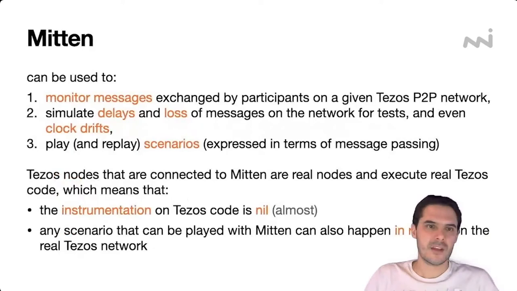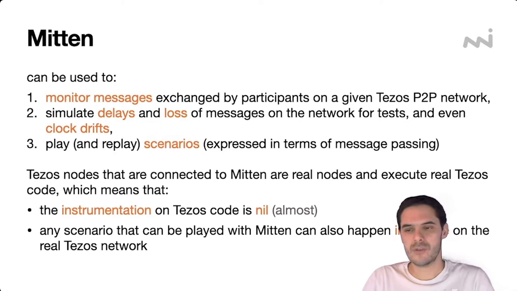Mitten can be used for several things. The first one is to monitor messages exchanged by participants on a given peer-to-peer Tezos network. This can be useful, for instance, if we want to see what is going on in the network. We can also use it to simulate an imperfect network where we can introduce delays and loss of messages. And we can even have clock drifts for bakers and their nodes.